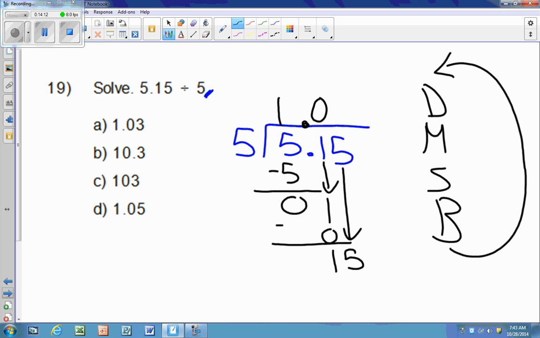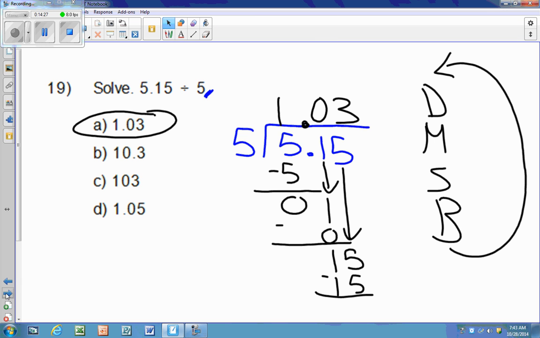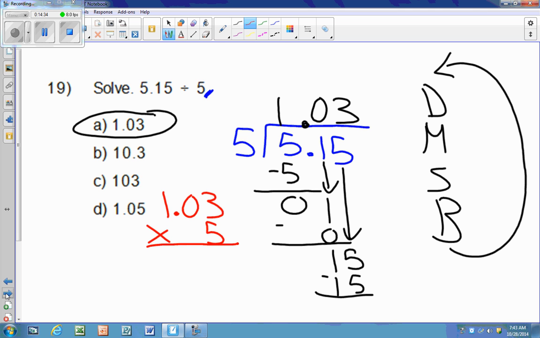And since I brought down, I have to circle back to the top again. How many times does 5 go into 15? It's 3. 3 times 5 is 15. So my answer should be 1 and 3/100ths. I also can check it if I want to make sure that I was correct. If I do 1 and 3/100ths times 5, it should equal 5 and 15/100ths. And in this case, it does.